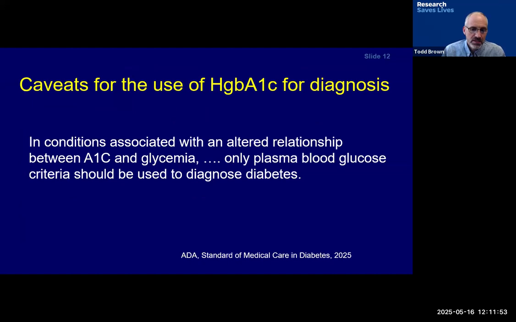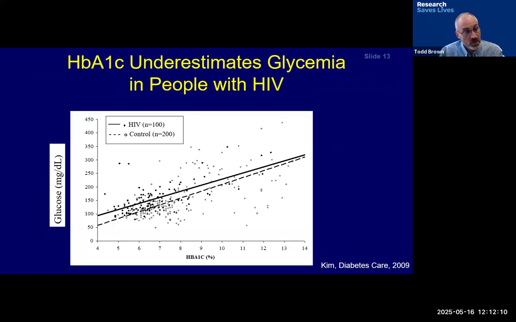So in the standards of care, when you talk about using hemoglobin A1C for the diagnosis, if there is an altered relationship between A1C and glycemia, generally only plasma glucose should be used to diagnose diabetes. And it turns out that HIV is one of these situations where there is an abnormal relationship between glycemia and A1C.